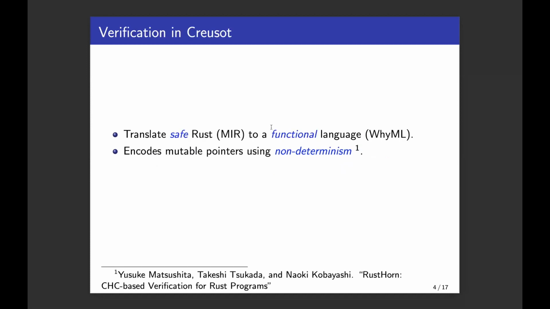So Creusot is a tool that for the moment only handles safe Rust, and in particular works from MIR, and translates those Rust programs into a functional language. And what we end up doing is that we encode our mutable pointers, our mutable borrows rather, using an approach developed by RustHorn, where we use non-determinism to sort of sidestep the problem of mutation.